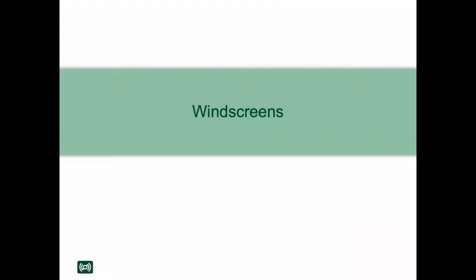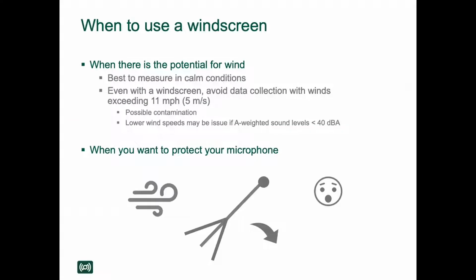Good morning and good afternoon. This is Herb from CSA. Windscreens are used to reduce or eliminate wind-generated noise or pseudo-noise on the microphone. Windscreens can help reduce noise, but only up to a point, so it's advisable that noise measurement should only be made with a wind speed below 5 meters per second or about 11 miles per hour.